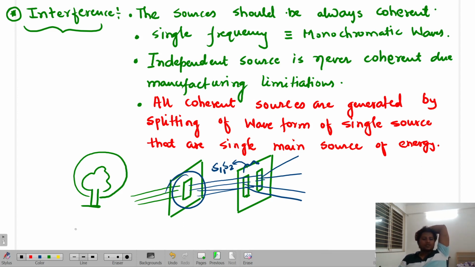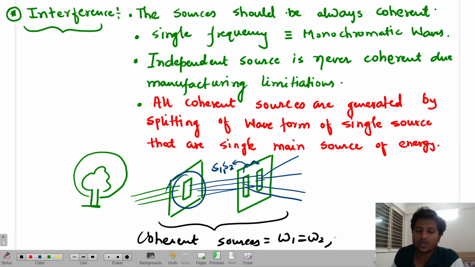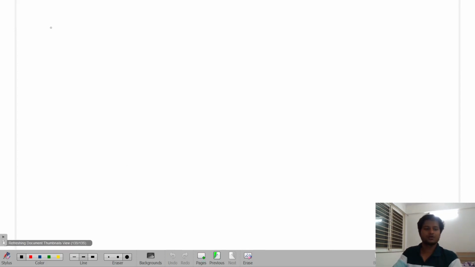So if a source is such that you can only get interference from this method, and if this method is followed, that means we are following coherent sources, and coherent sources means monochromatic. That means omega 1 must be equal to omega 2 and k1 must be equal to k2. Are you able to get me or not?